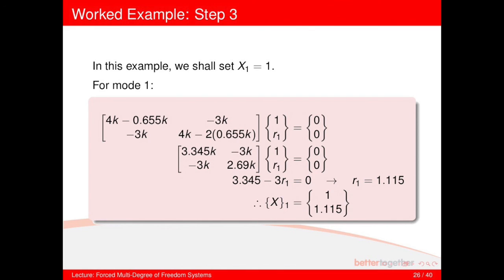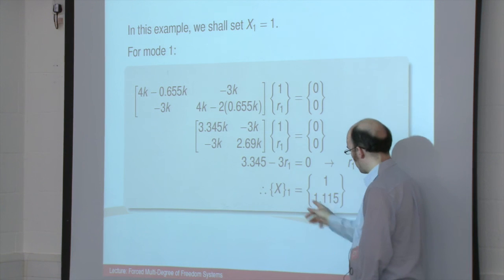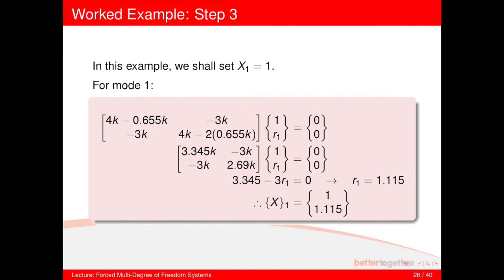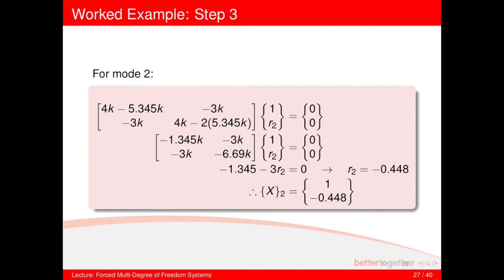So the first one, we plug it in, the m's cancel, the k's will also disappear, and you end up with, basically, this is our first mode shape, 1 and 1.115. You can repeat the process for the second mode. So we plug in omega 2 into our equation, and again go through solving for R2, and we end up with our second mode shape, 1 and minus 0.448.